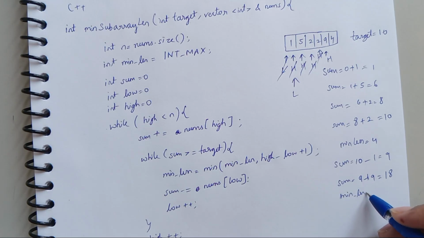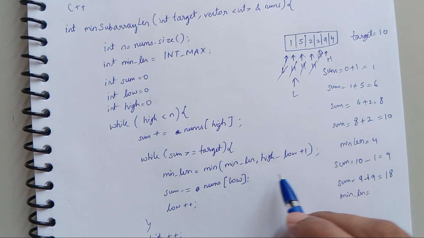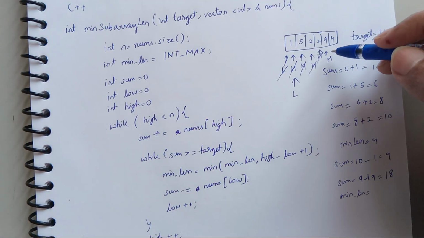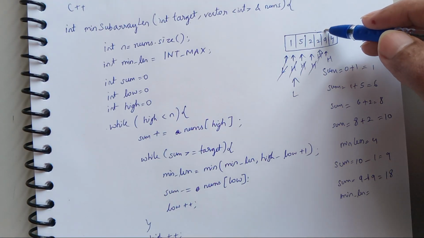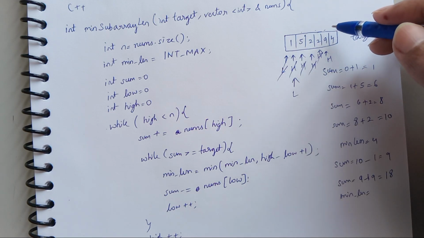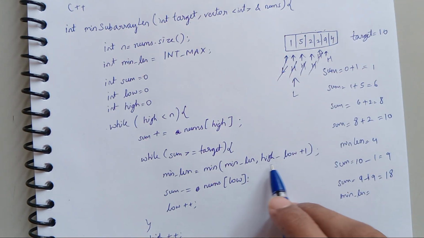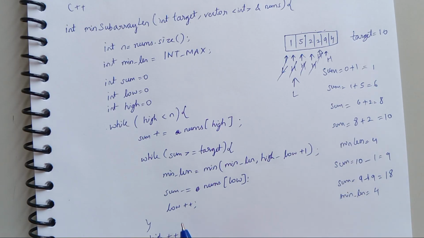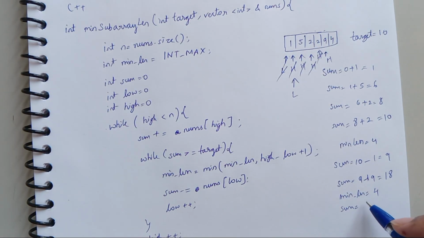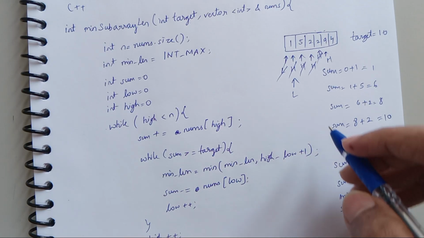So minimum length is equal to minimum of 4 comma high minus low plus 1. Again high is here 0 1 2 3 4. 4 minus low is 1, 4 minus 1 is 3 plus 1 is 4 again. So minimum of 4 and 4 is 4, and sum minus equal to nums of low. So again we update the sum, we remove the first element, we are sliding it, so sum will be 18 minus 5, which is 13, and we move the left plus plus.